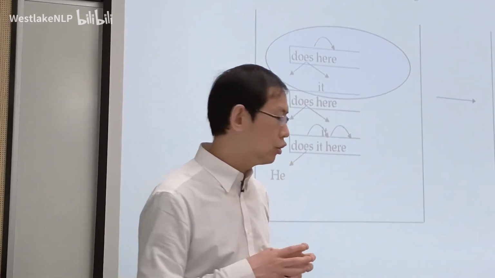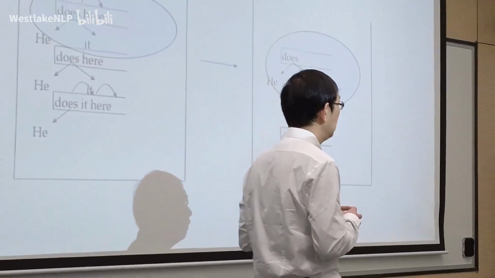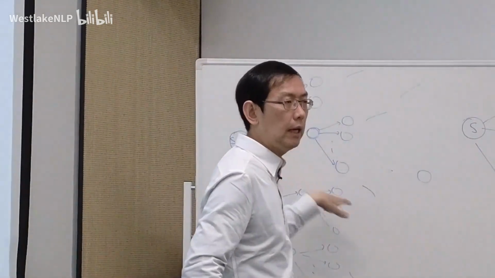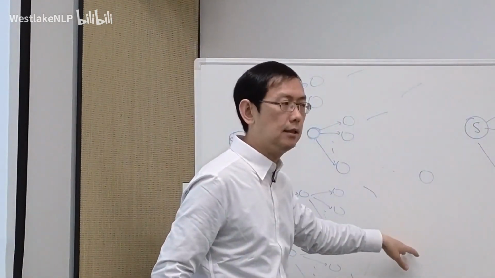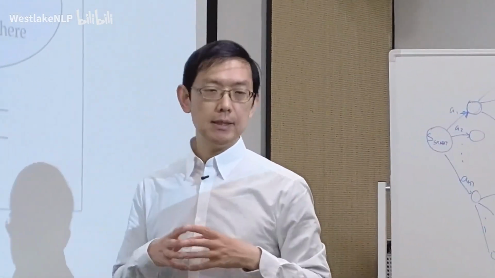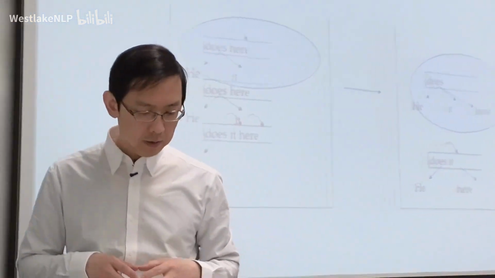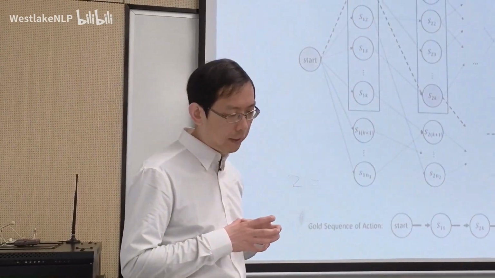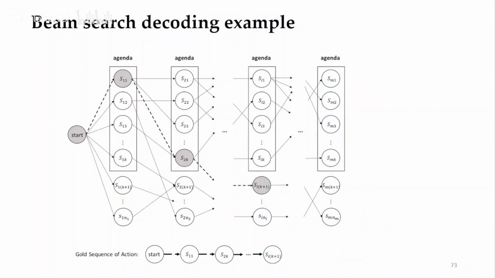Okay, the training goal is no longer to differentiate correct action sequence and incorrect action sequence in the absolute sense, but to guide the beam search process step by step so that we try to reduce search errors. I illustrate this in the figure here, where the red thing shows the gold standard action sequence. Okay, the black box shows the agenda, the beam, okay?